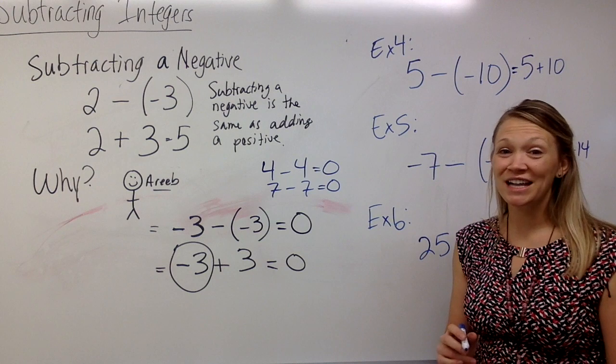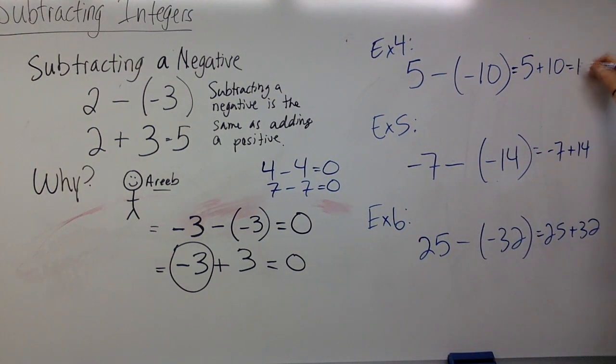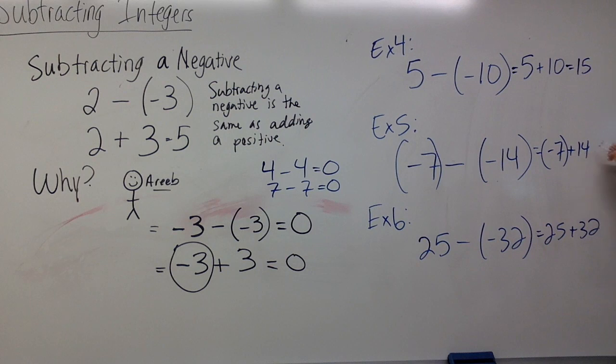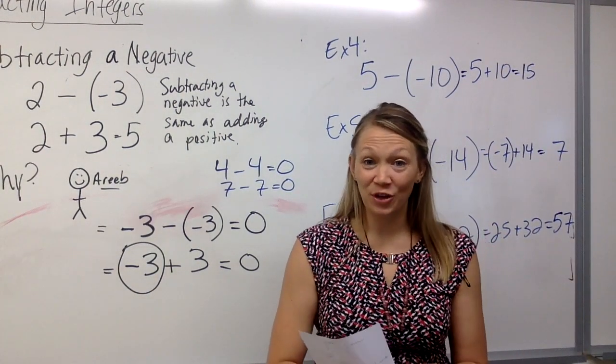Subtracting integers is not hard if you know the rule, right? 5 plus 10, 15. Now -7, I should put that in parentheses, right? Because it's easier to understand. -7 plus 14 is 7. And 25 plus 32, well, 30, 40, 57. Can you see my answer over there? Not really. Okay, 57. Okay, so I hope that makes sense to you.